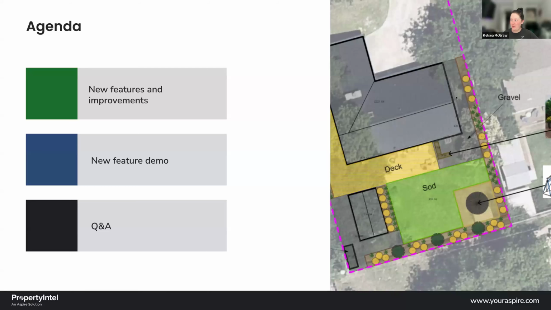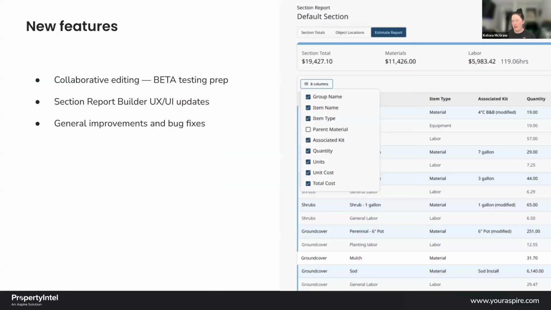We should have a short one today. We are going to cover the new features and improvements. Joshua will take us through a demo of the new features, and then we'll have some time set aside for Q&A at the end. Today, Joshua will be covering the collaborative editing feature that we've had in progress for quite a while now with an update there. We have some exciting new section builder report, UX and UI updates to share, and then some general improvements and bug fixes. So with that, Joshua, I will stop sharing and you can take it away.